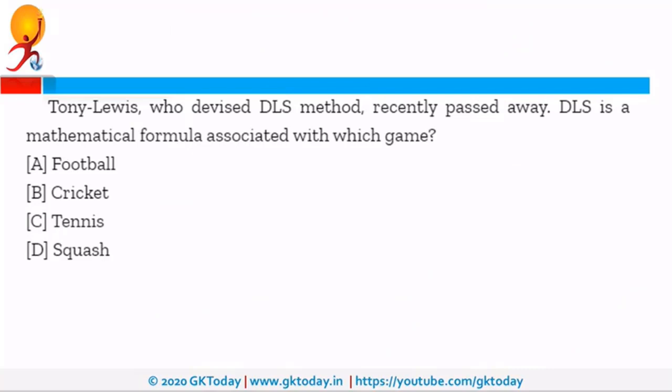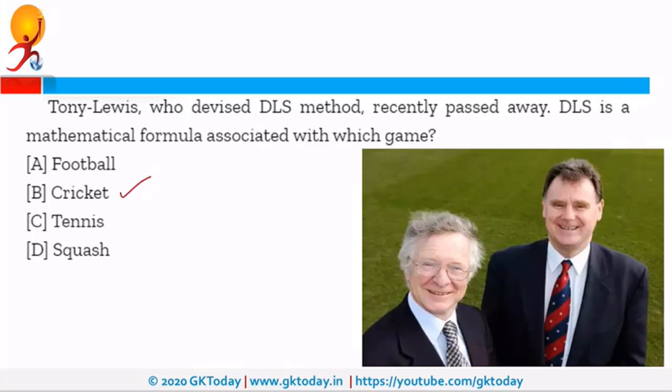Tony Lewis, who devised the DLS method, passed away recently. DLS is a mathematical formula associated with which game? So it is associated to cricket, and the full form of this DLS method is Duckworth-Lewis method. So it is a formula used to determine the winner in cricket games that are affected by bad weather. So suppose due to rain, if a cricket match is stopped, then using this DLS method, the winner is determined.